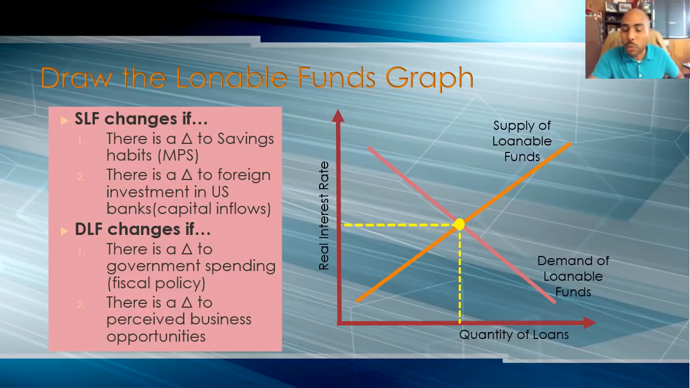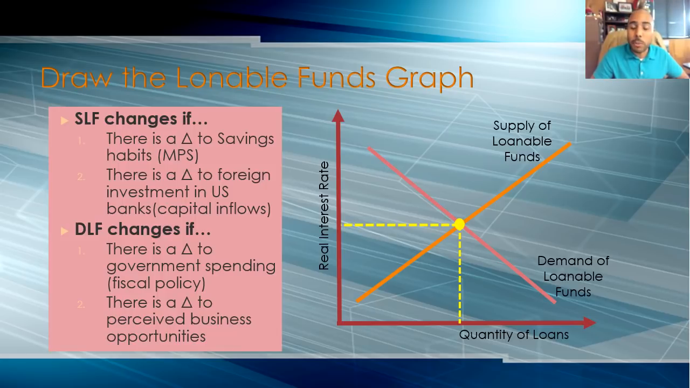Now, the demand for loanable funds can also move around. Once again, there's only two determinants. The first determinant would be a change to government spending, aka fiscal policy. So if the government were doing an expansionary fiscal policy, meaning that they're going to spend more, generally they have to borrow more to make that happen. And so in that case, the demand for loanable funds is going to shift to the right. It's going to cause a rise of the real interest rate.